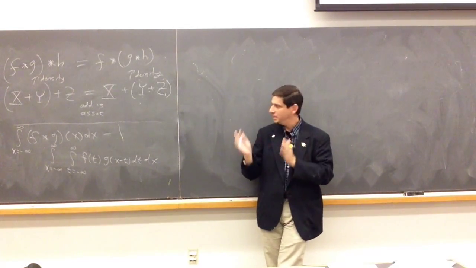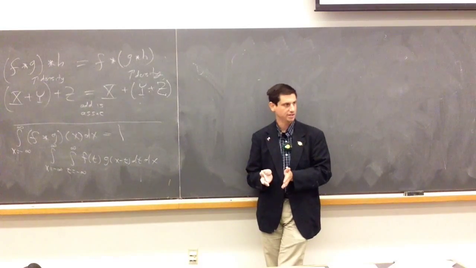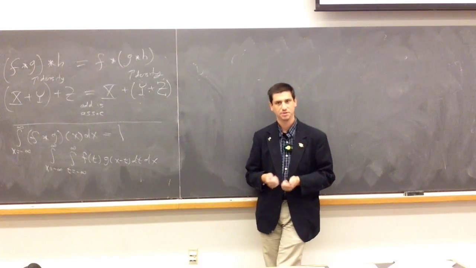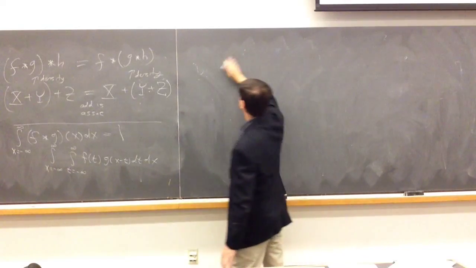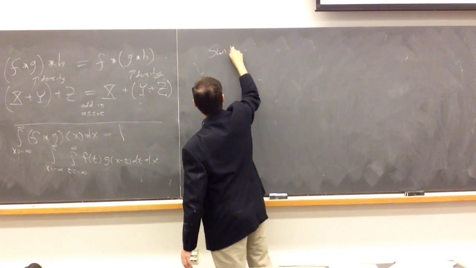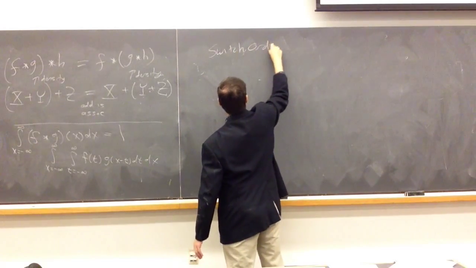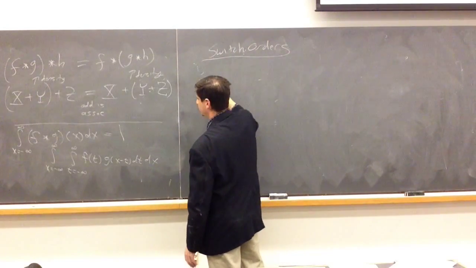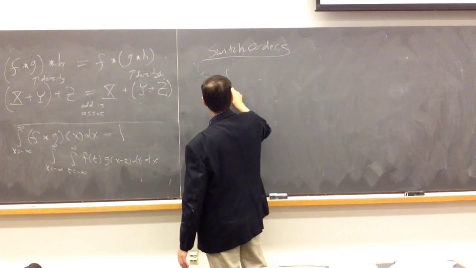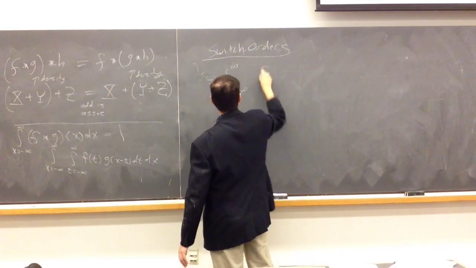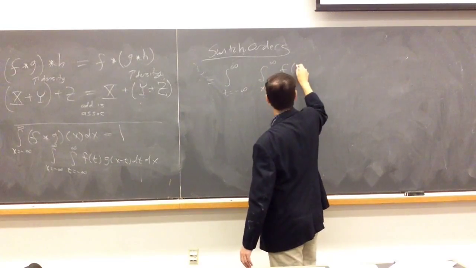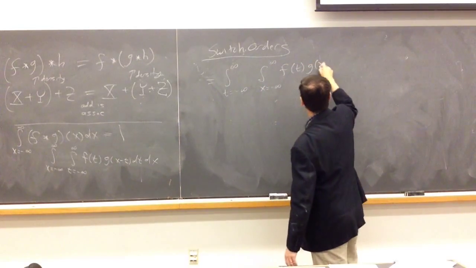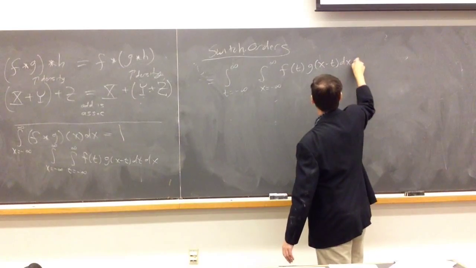It turns out if the integral of the absolute value is finite, then you can interchange. Well, the integral of the absolute value here is not going to be a problem, because these functions are non-negative. So switch orders. It's going to equal the integral t goes from minus infinity to infinity, the integral x goes from minus infinity to infinity, f of t g of x minus t dx dt.